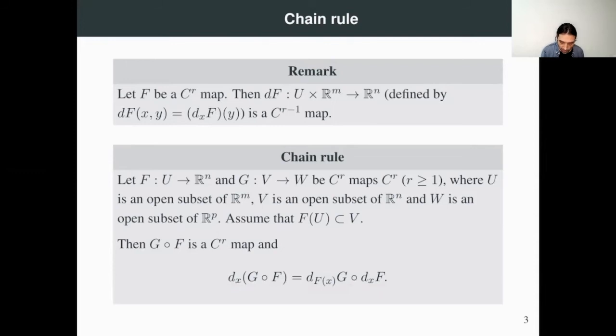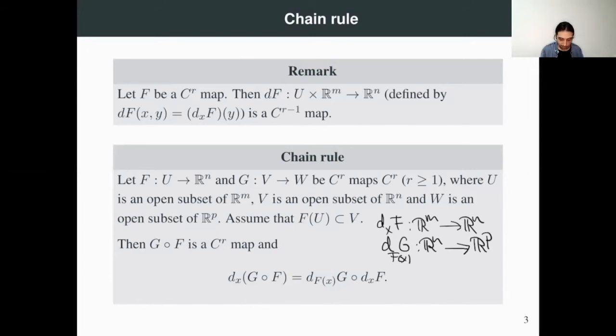The differential of f at the point x is a linear map between R^m and R^n. The differential of g at the point f(x) is also a linear map, but now the domain of the linear map is R^n, and the target space is R^p. And the composition is a linear map between R^m and R^p.